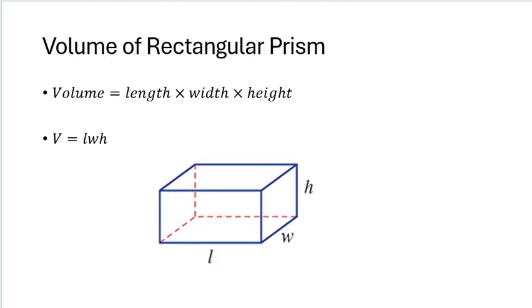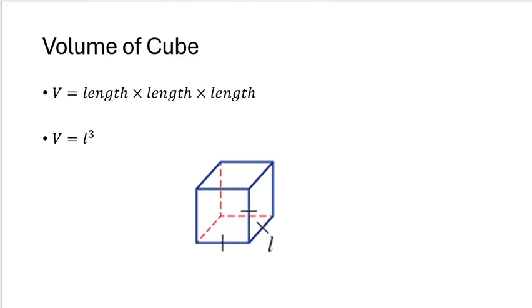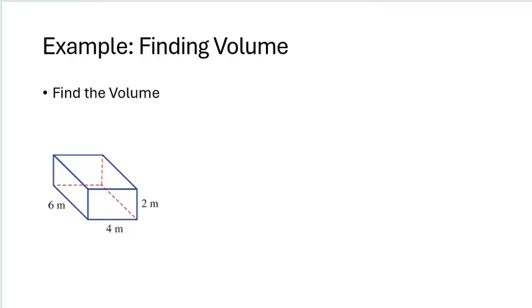The formula to find the volume of a rectangular prism is length times width times height. Volume of a cube is length times length times length. Now, just to show you real quick, this is a very straightforward application. So you just go 6 times 4 times 2. It doesn't really matter what order you put it in because you are multiplying. And this becomes 48 meters cubed. So remember, volume is cubed.